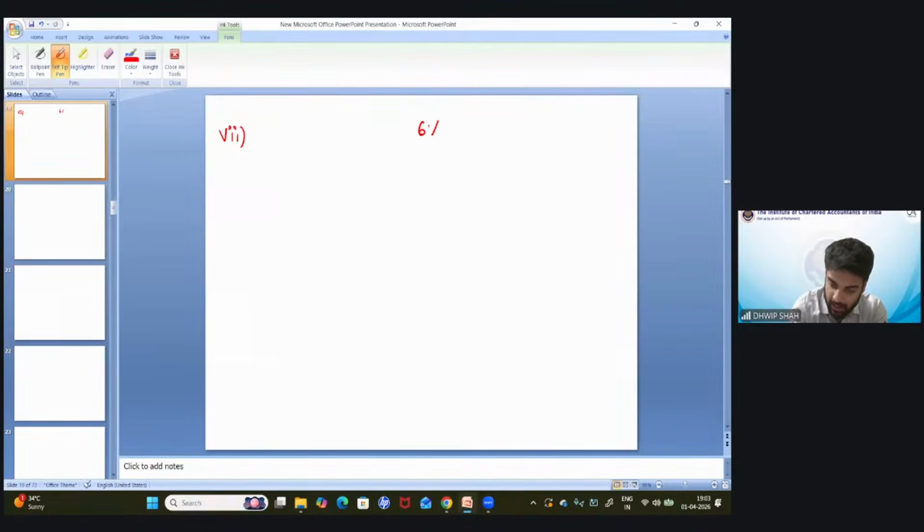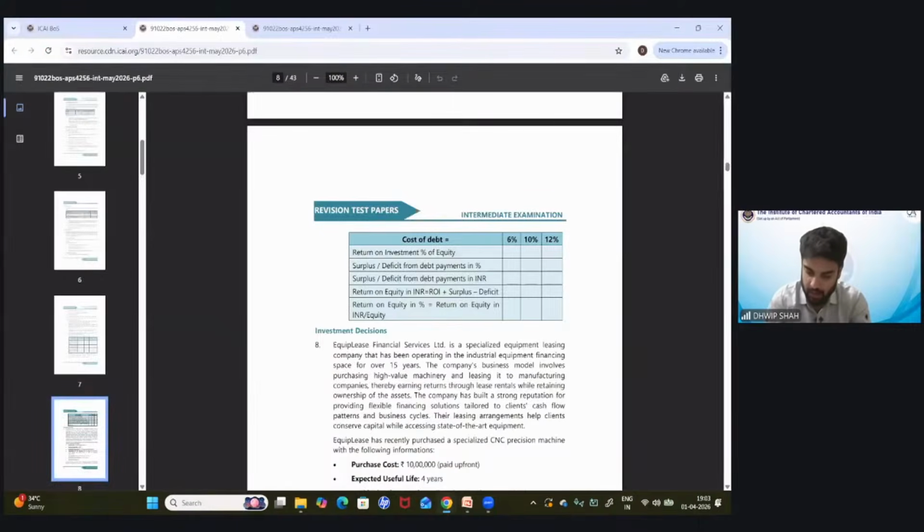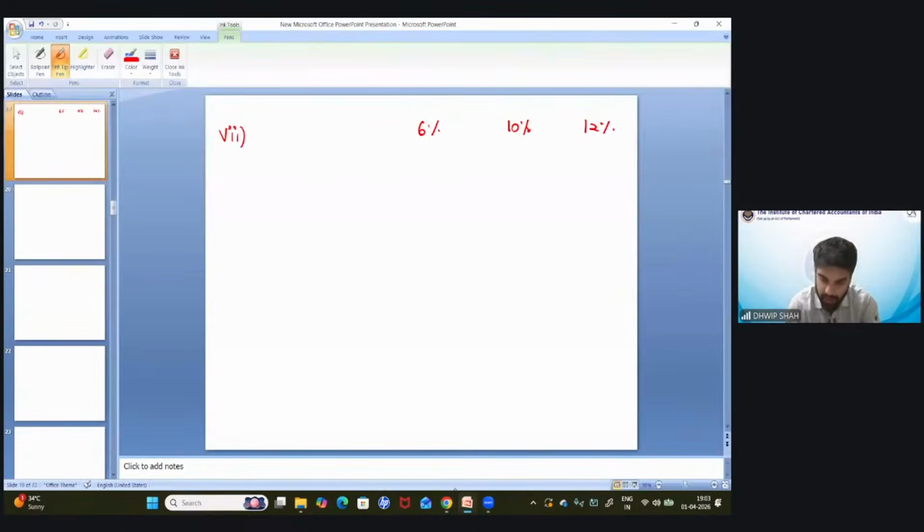Here it is 6%, 10%, 12%. Okay? What is the first thing asked? Return on investment, percent of equity. Can I say my ROI is 10? So they have asked 10% of equity. Are you following, everyone? Return on investment percent. How much is my ROI? 10. So this is 10% of equity. Of equity means 10% of equity.